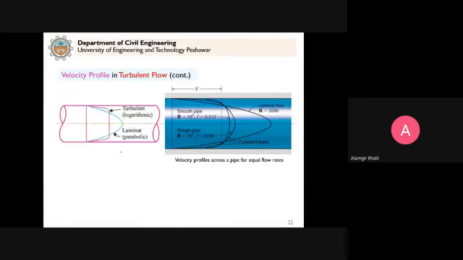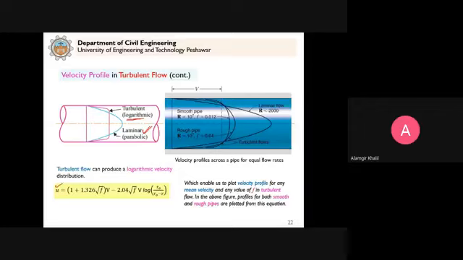Now we come to the velocity profile in case of turbulent flow. So you see here that we already studied that in case of laminar flow, the velocity profile is parabolic. And we derived an equation for that to prove that it is parabolic. Clear? Similarly, the velocity profile for turbulent flow is given by this equation.